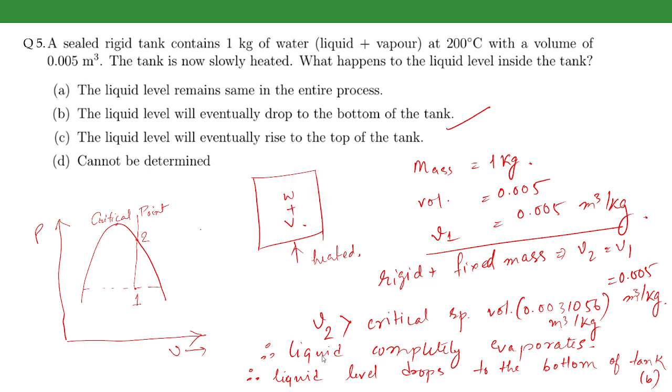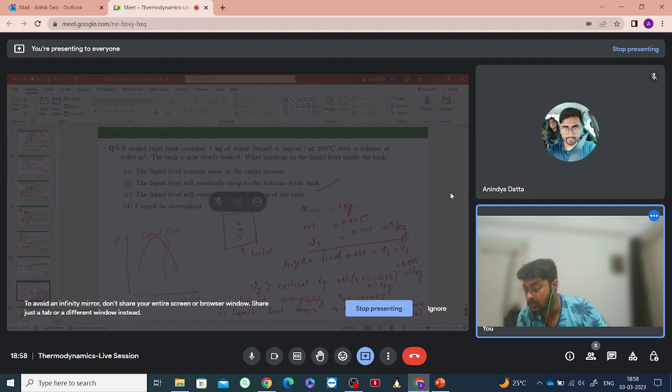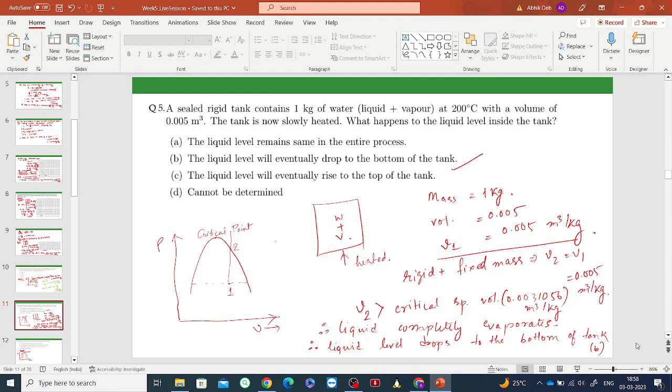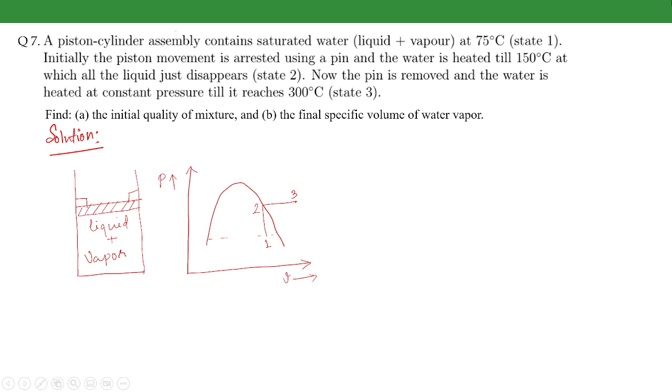I hope it is clear to everybody. If there is any doubt, you can ask. Okay, so I'm taking that there is no doubt, then I will move on to the next problem, which is essentially a modification of this previous problem.